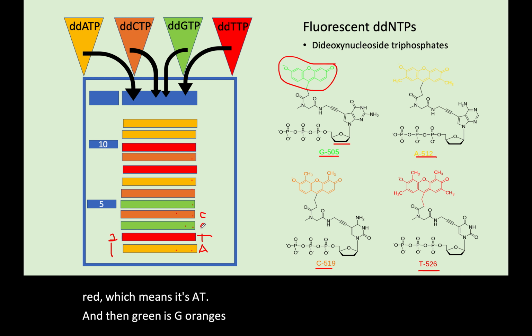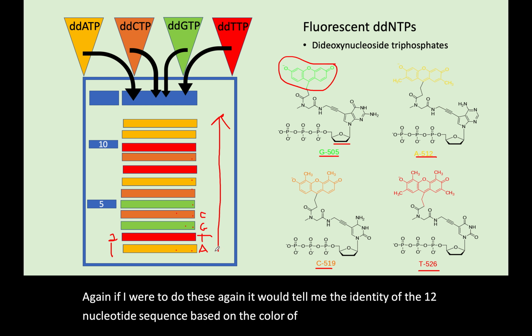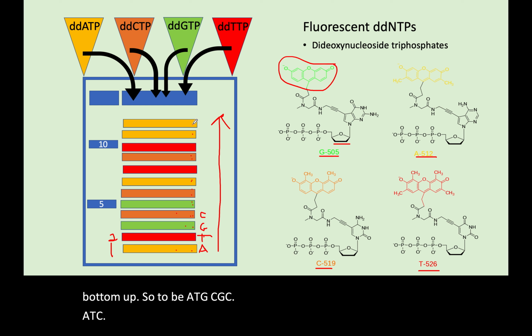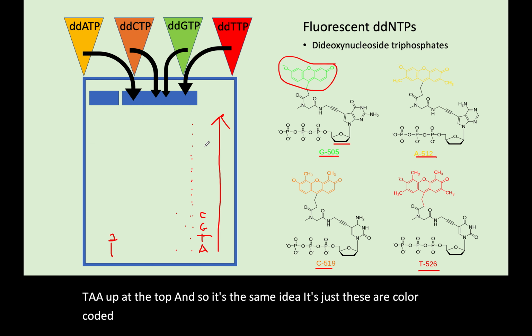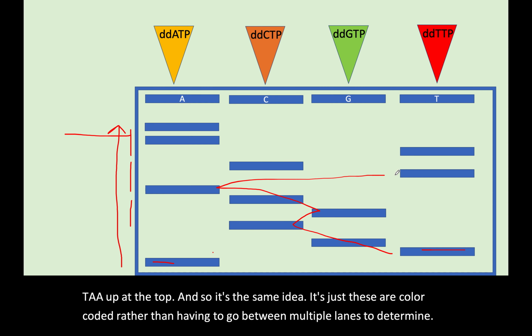And so again, if I were to do this, it would tell me the identity of the 12 nucleotide sequence based on the color of the band, starting from the bottom up. So it'll be A, T, G, C, G, C, A, T, C, T, A, up at the top. And so it's the same idea, it's just color-coded rather than having to go between multiple lanes to determine how the sequence is arranged.